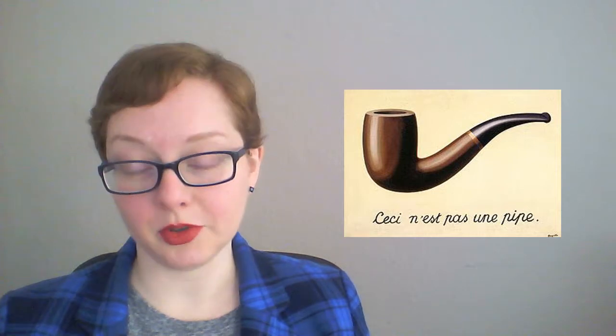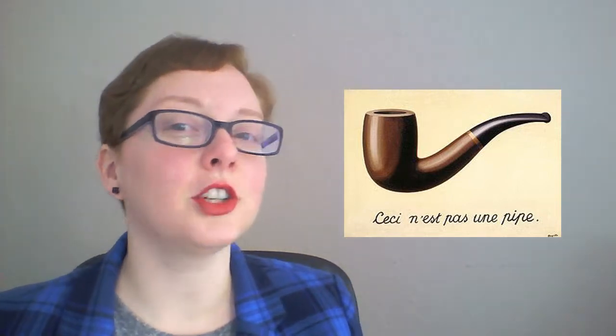Language involves something called mediation. What is mediation? Take this famous piece by Magritte as an example. The French text translates to, "This is not a pipe." But it is a pipe, isn't it? No, it's a picture of a pipe.